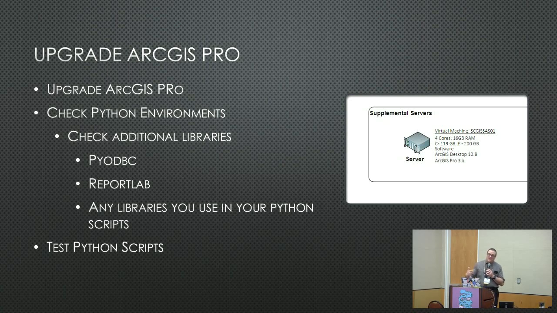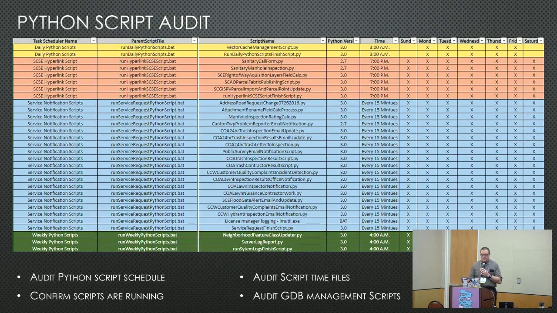So we upgrade the software that runs all of our Python scripts, and we check the Python libraries that our scripts are using to make sure they're in there, because sometimes when you upgrade Pro, those libraries don't come over, and it's sad. But that's part of our Python audit as well.